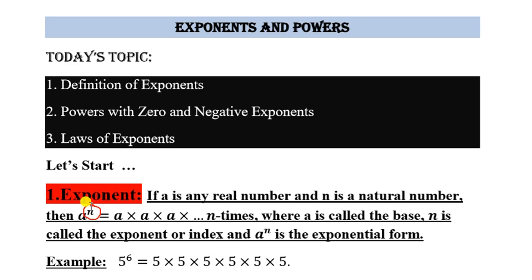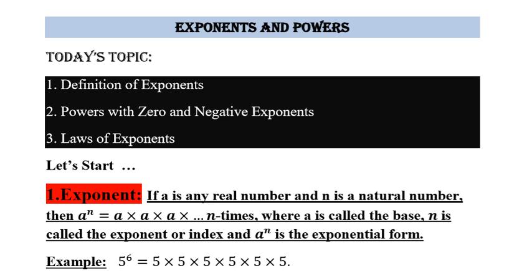So remember that. And a is called the base. It is very important, we have to know this. A is called base and n is called exponent or index. And a to the power n is the exponential form. We have to identify the exponent and base from the given exponential form. It's a very important part, because without exponent and base we cannot calculate our exponential form.